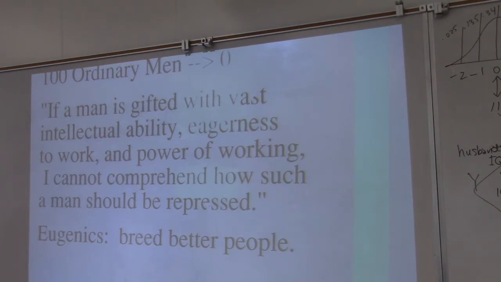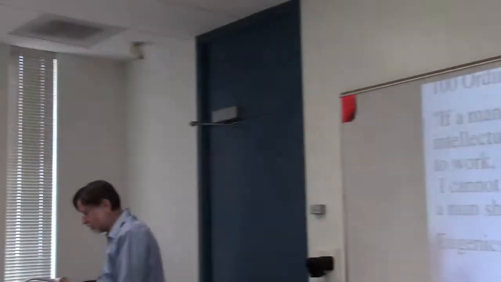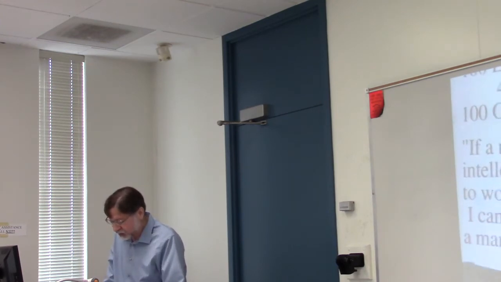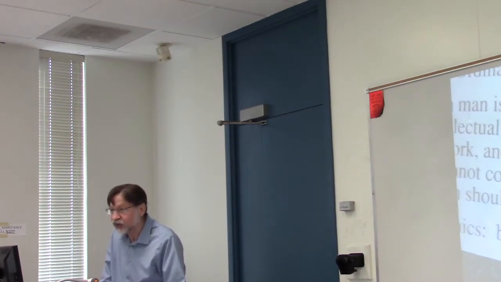If you want better people, you need to breed them. So the idea of eugenics was the idea of breeding better people. And as you know, that's a fairly controversial idea. We'll come back to that more later and talk about different political people that have had it.